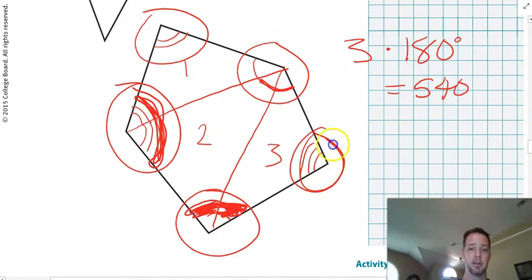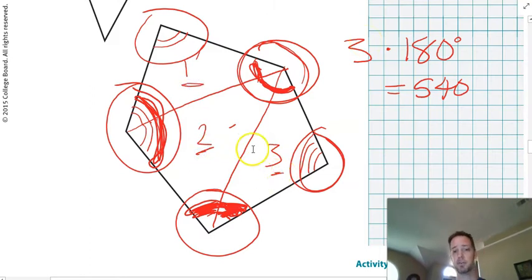And together, even if I have to use 3 or 4 or 5 different triangles, all of those angles are going to add up to be one angle of the pentagon. So obviously I can just add them together. 180 plus 180 plus 180 does give me 540.